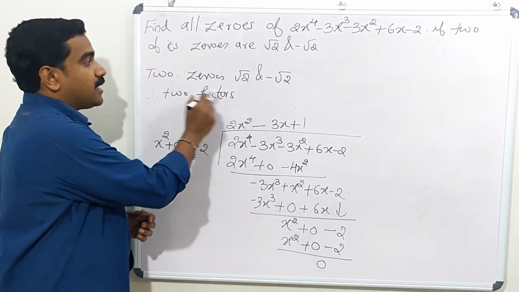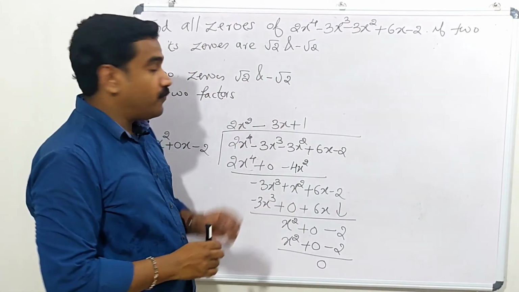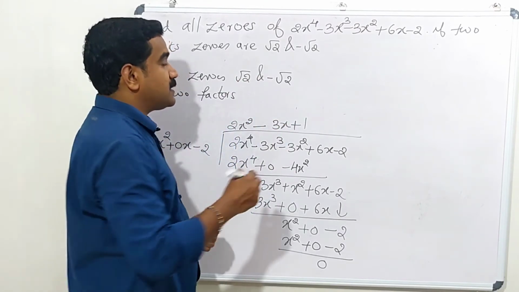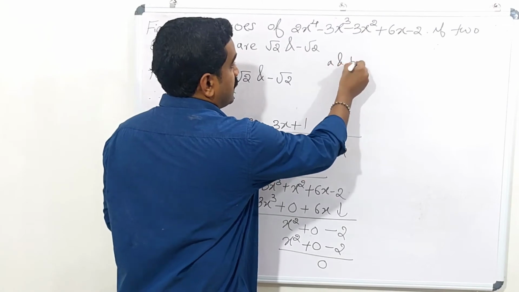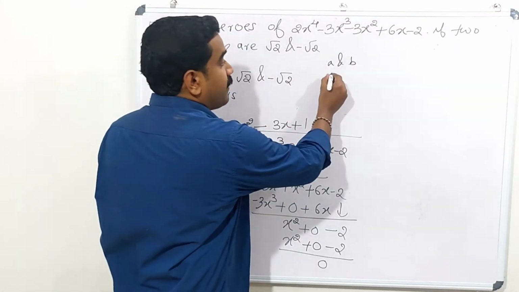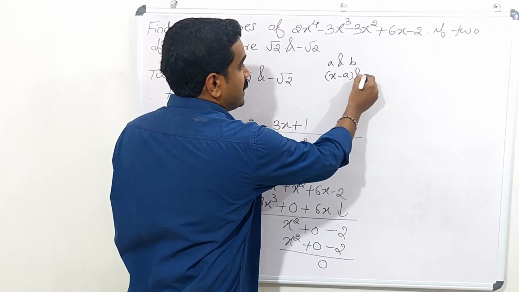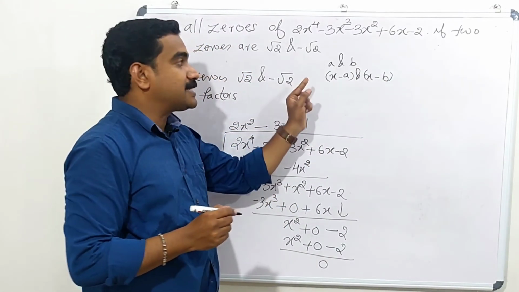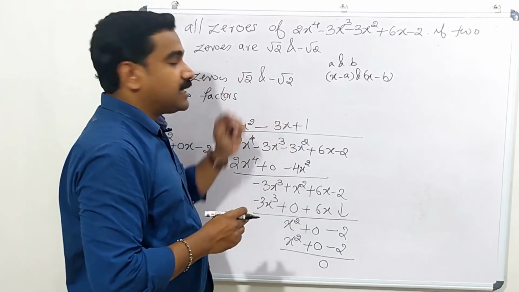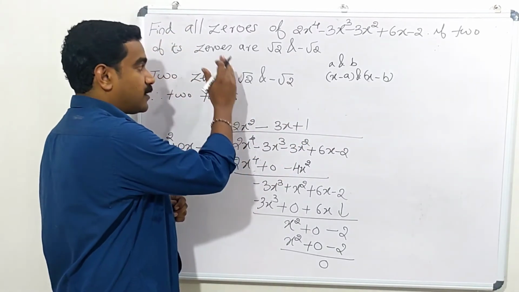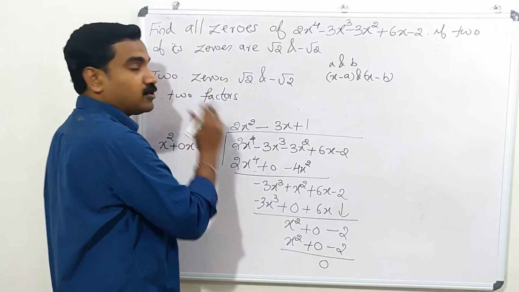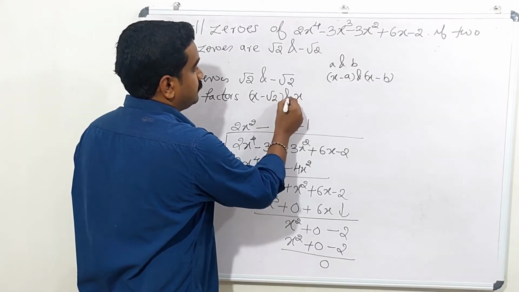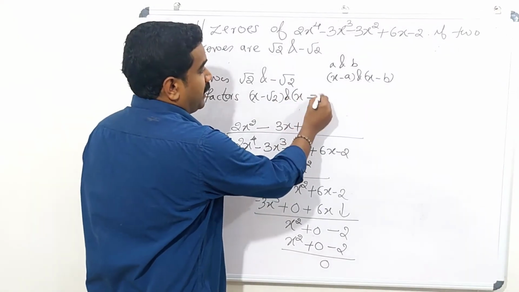So the 2 zeros are root 2 and negative root 2. From the 2 zeros, you want to make 2 factors. How do you make the factors? Suppose A and B are 2 zeros. Then the 2 factors are x minus A and x minus B. Same method we use here. The 2 zeros are root 2 and negative root 2. Therefore, the 2 factors are x minus root 2 and x plus root 2.